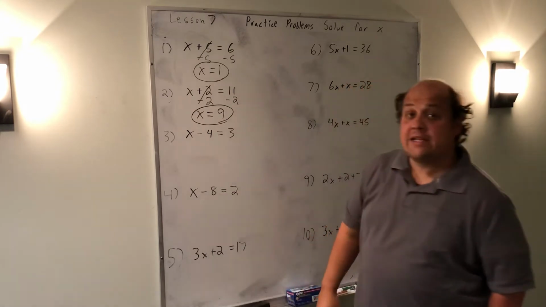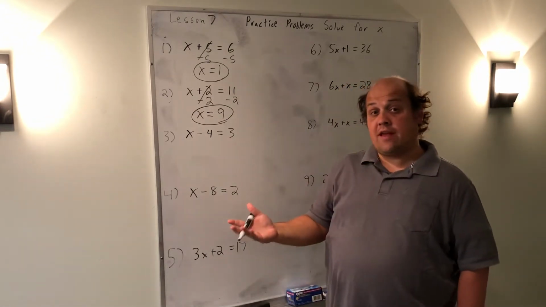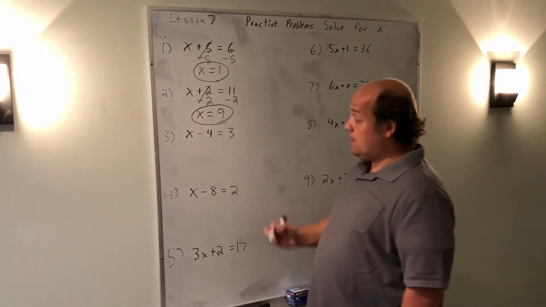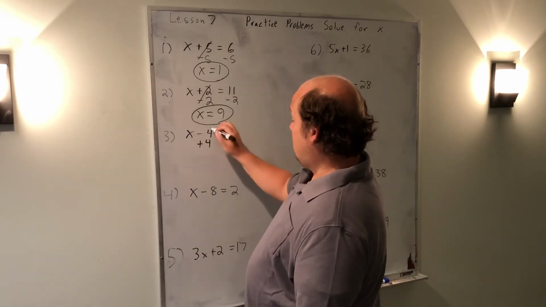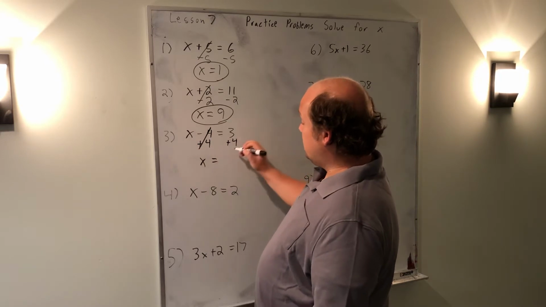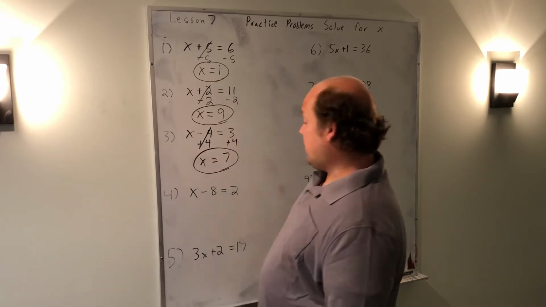In problem 3, since we have subtraction happening on the left-hand side, in order to undo that, we're going to need to do addition. So the minus 4, we're going to undo with a plus 4. That's going to go away and give me x equals 3 plus 4, which is 7.